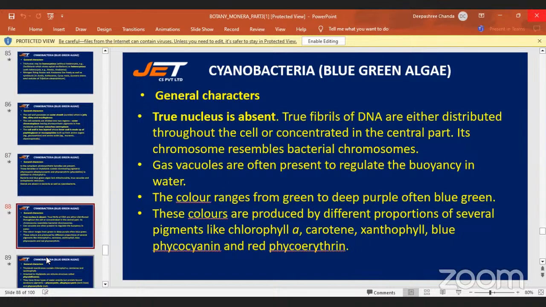A true nucleus is absent here because these are prokaryotes, and the DNA fibrils are either distributed throughout the cell or concentrated in the central part. The chromosome resembles the bacterial chromosome, obviously, as they are parts of bacteria. Gas vacuoles are present, which regulate buoyancy in water. Color ranges from green to deep purple to often blue-green, and these colors are produced by accessory pigments like blue phycocyanin, red phycoerythrin, and xanthophyll.